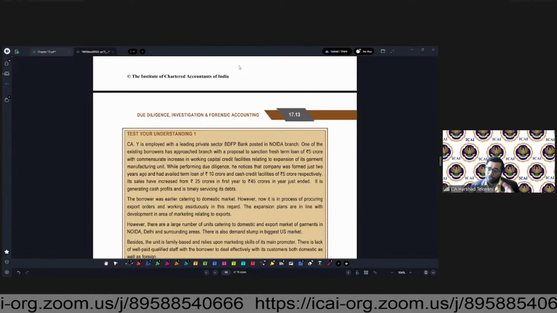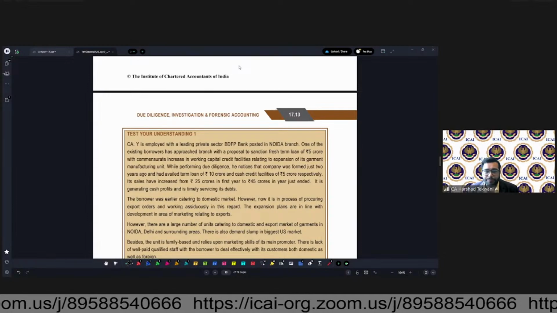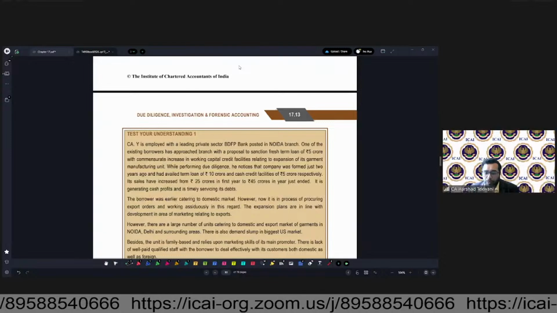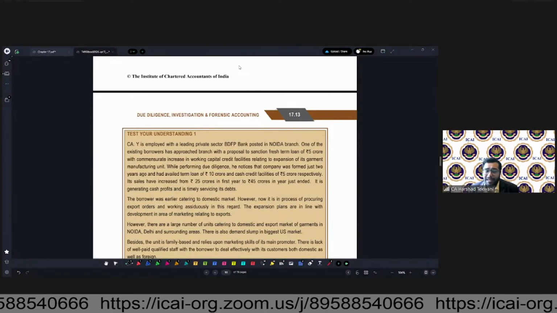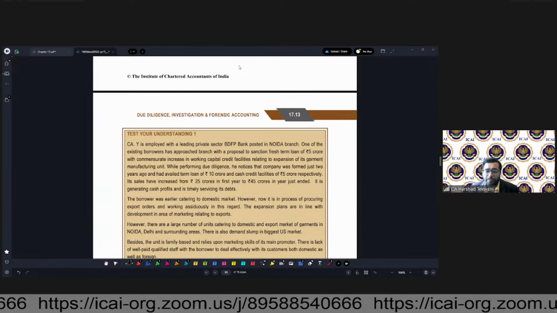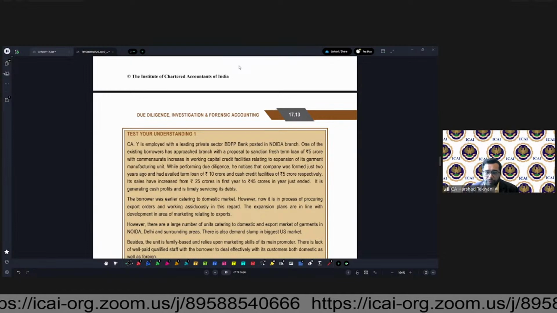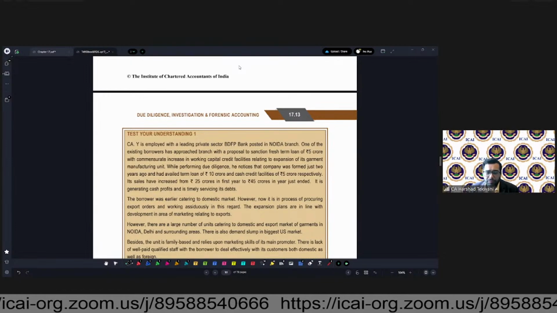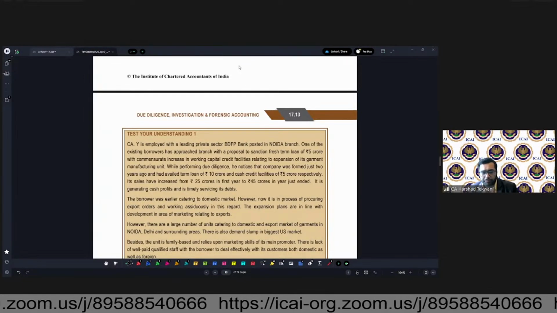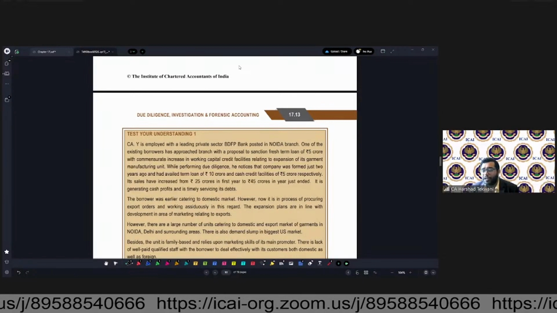Can anyone tell me? Now, these are the areas that you will cover, but how will you carry it out? How will you conduct a due diligence? Can anyone tell me how you will conduct a due diligence? We understood the areas, but how to conduct the due diligence? Anyone? How will you conduct the due diligence?